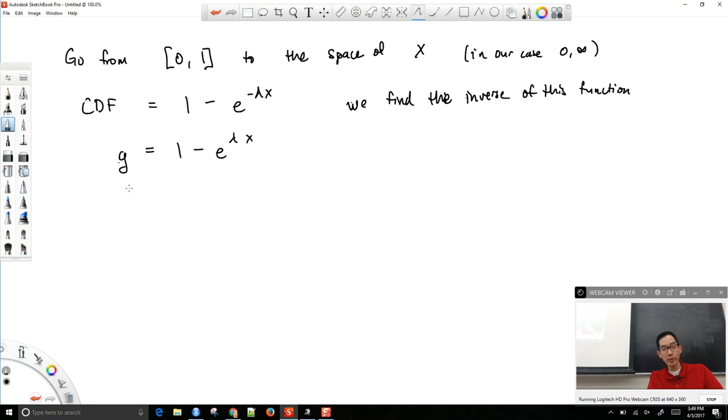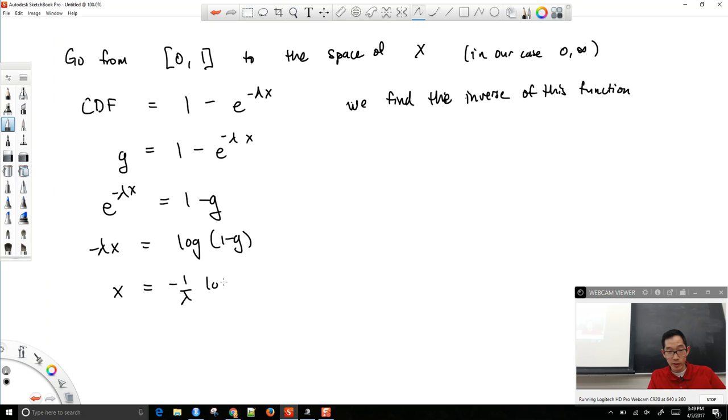And then we want to find the inverse of this thing, and so we get e to the negative lambda x is equal to 1 minus g, and then we take the log of this, and we get negative lambda x is equal to the log of 1 minus g. No, this is right. Okay, and then we get x is equal to negative 1 over lambda log of 1 minus g.